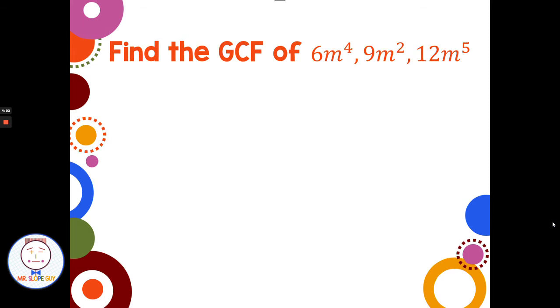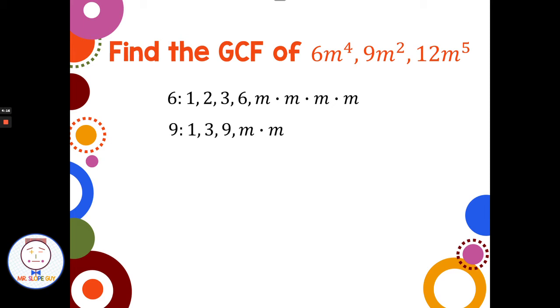Find the GCF of 6m to the 4th, 9m squared, 12m to the 5th. Factors of 6m to the 4th: 1, 2, 3, 6, m, m, m, and m. And 9m squared: 1, 3, 9, m, m. And 12m to the 5th: 1, 2, 3, 4, 6, 12, m, m, m, m, m.